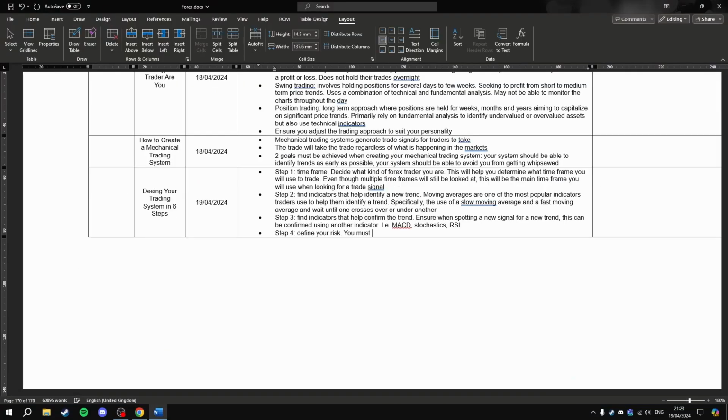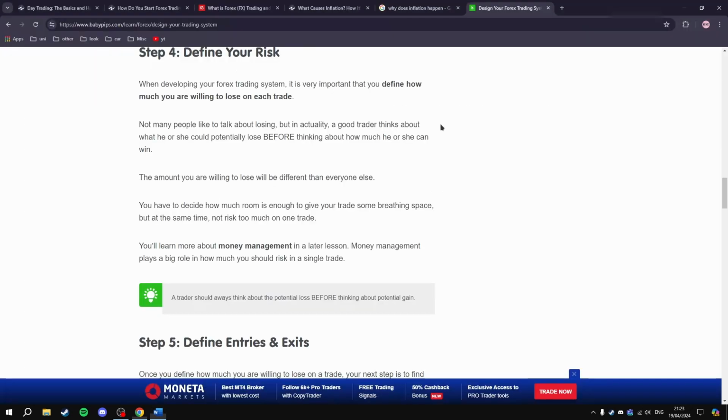You must define how much you're willing to lose on each trade. Not many people like to talk about losing, but in actuality, a good trader thinks about what he or she could potentially lose before thinking about how much he or she can win. The amount you're willing to lose will be different than everyone else.